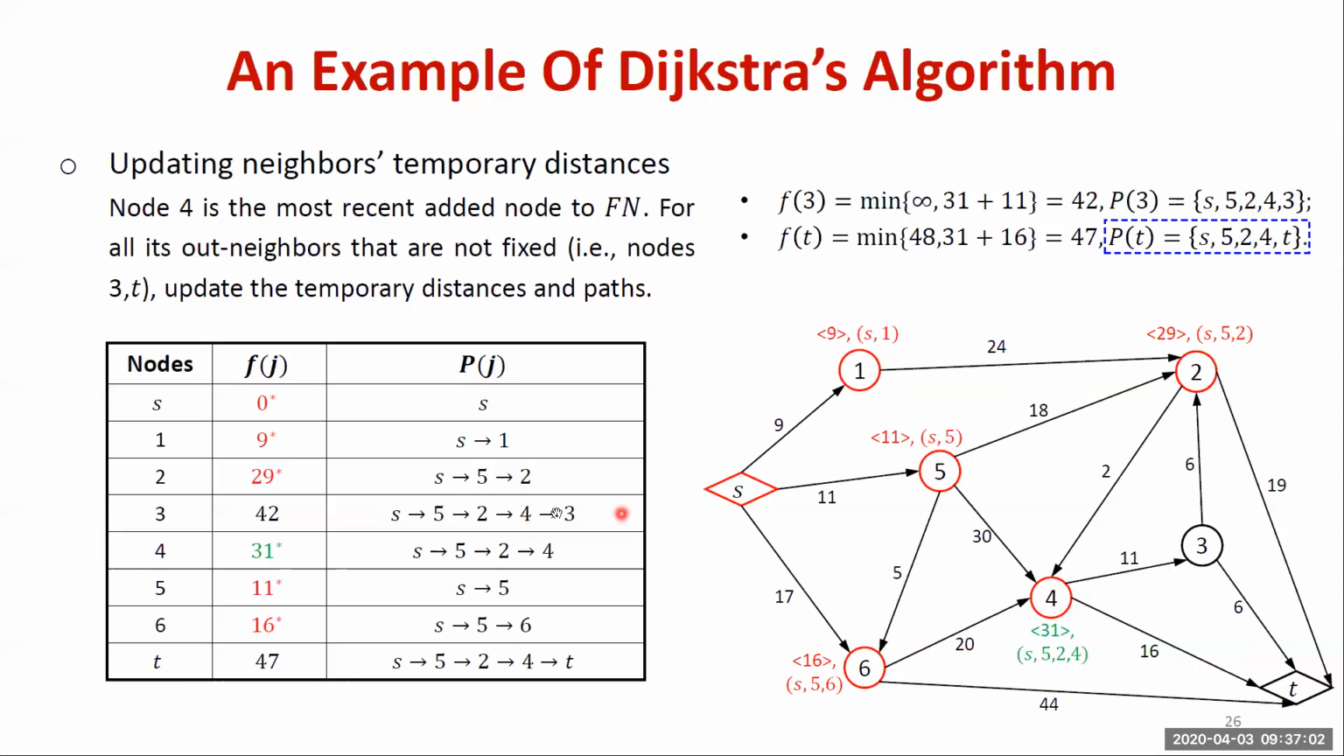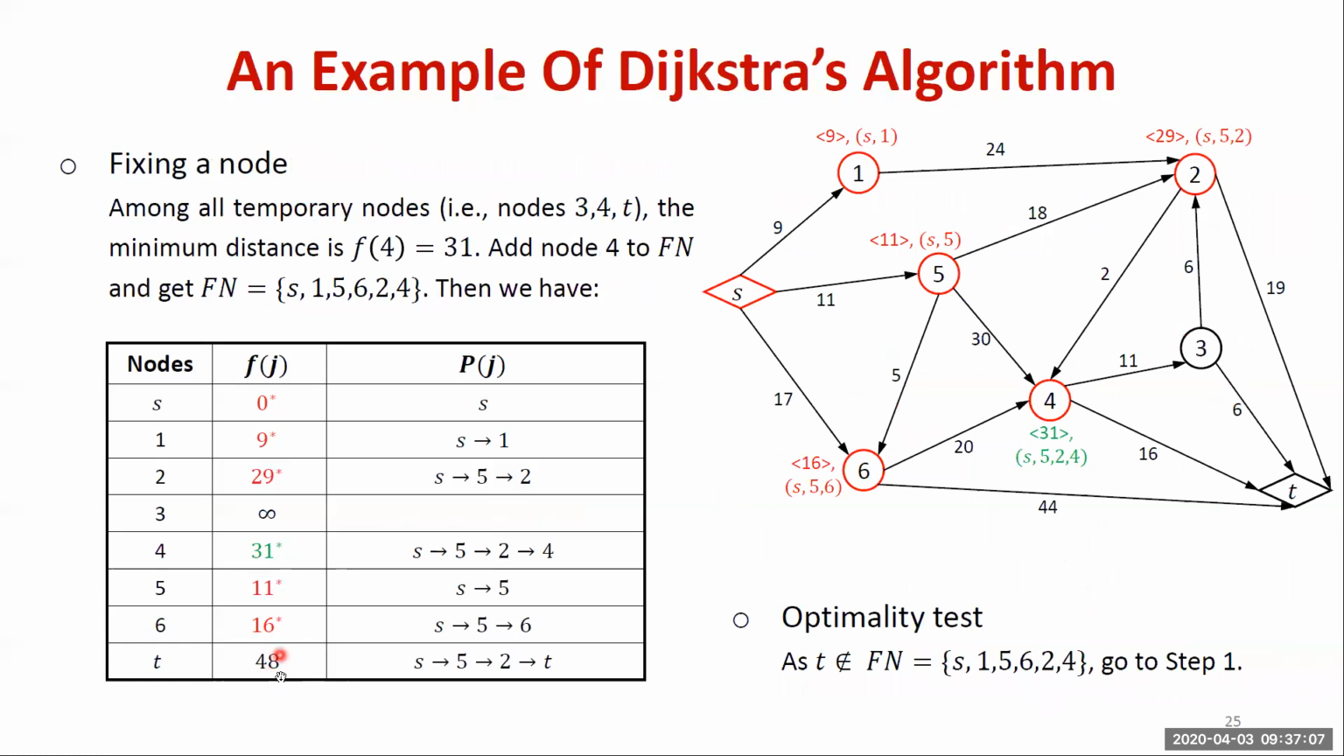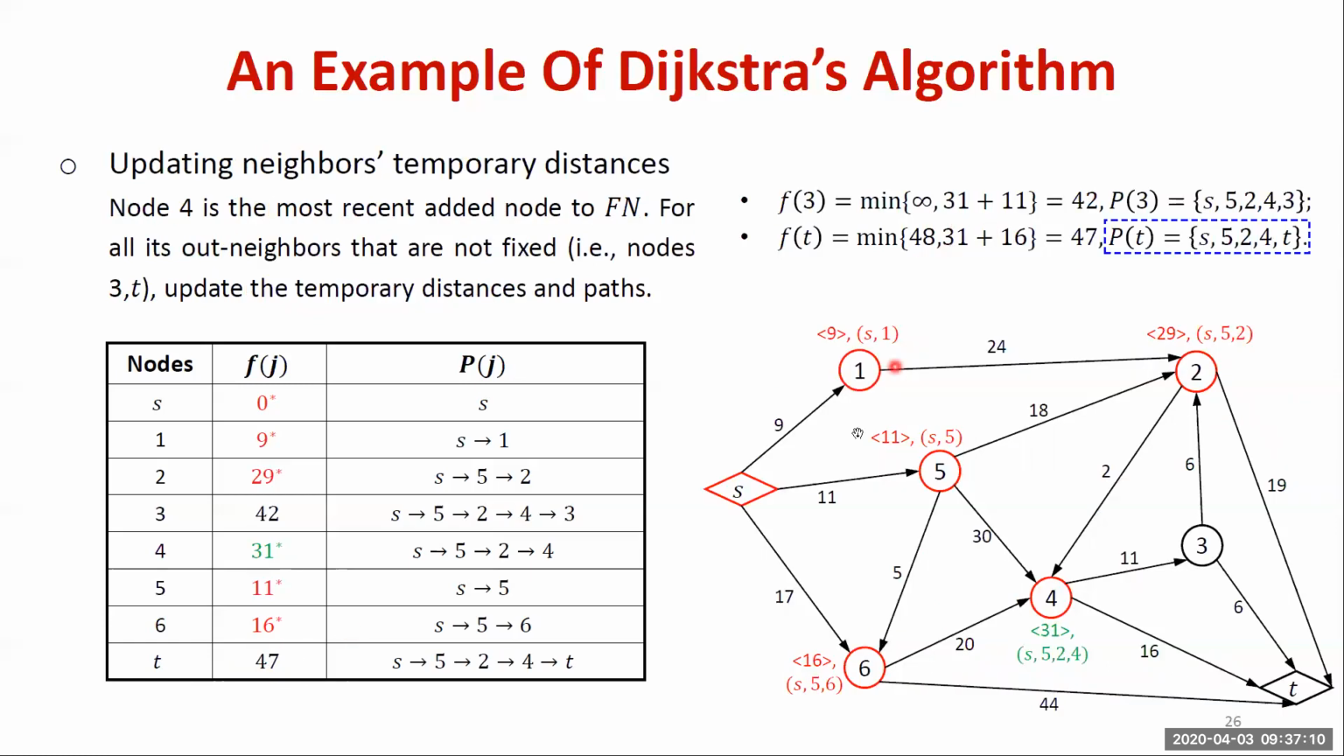Okay, so this is node 3. How about the node T? Node T in the previous table we know it is 48. Now in this table, it is 48 versus how about from 4 to T? 31 plus 16, right? Okay, just a little bit smaller, but still it's smaller. So it's 47, which is smaller than 48. Then yes, you have to update this T, PT, which is you're going to go from S to 4 first, which gives you S to 5 to 2 to 4, and then from 4 directly to T. So you have this S to 5 to 2 to 4 to T.